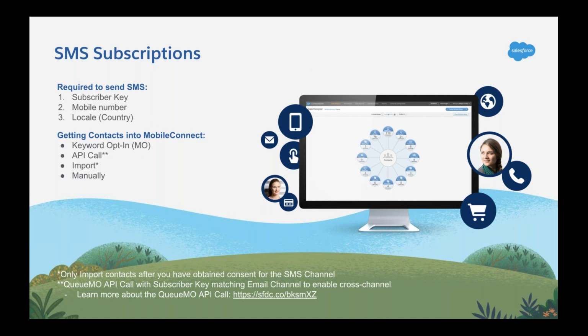And then for getting contacts into Mobile Connect, there are a bevy of different ways you can do it. The most common one would be imports, and/or an actual keyword, an organic subscription. We do support opting in folks via API though. That's particularly used on the QMO API. What that API does is take a mobile number that you provide and/or a contact key, and it will simulate that end user texting an MO into our system. And then of course, the 4th way is you can manually add contacts and edit subscriptions via the UI itself.